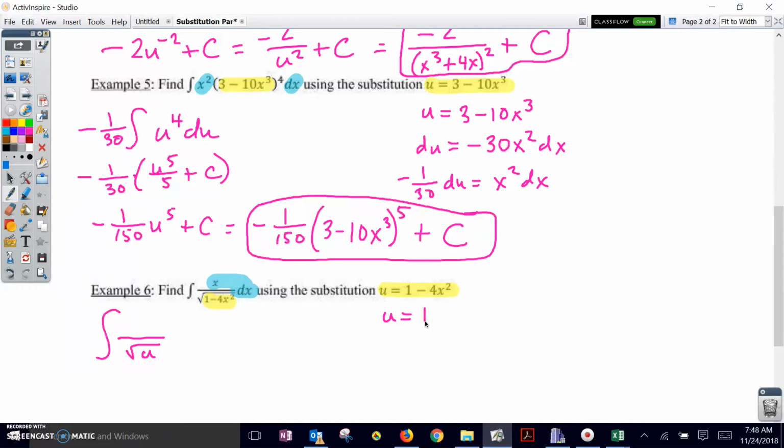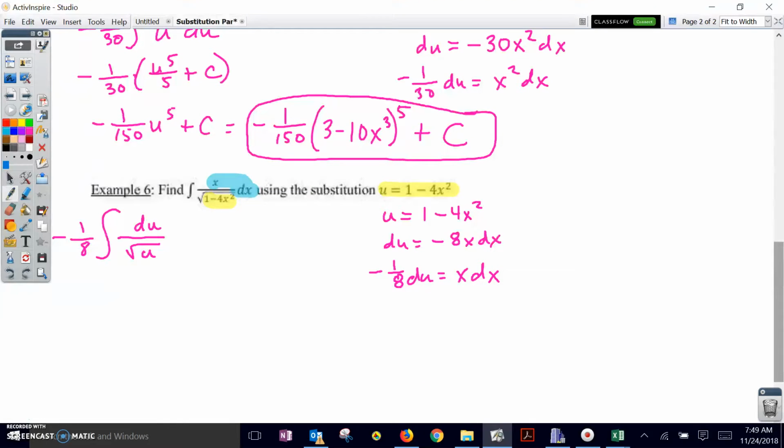So we write down our substitution and take the derivative. du is equal to negative 8x dx. But I want it to be equal to x dx, so I multiply both sides by a negative 1/8 here. And I'm going to replace the x dx with a negative 1/8 du. Again, I'm going to bring the constant multiple out in front. And that turns it into that for our integral. Now remember, this is negative 1/8 u to the negative 1/2 du.